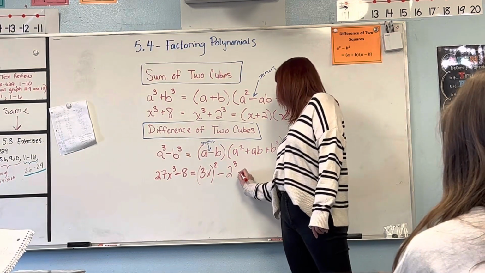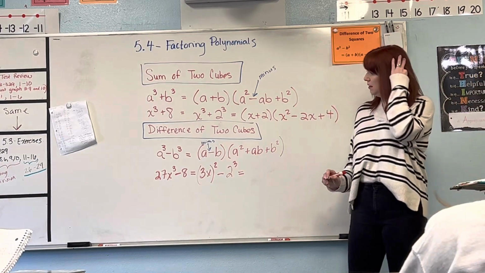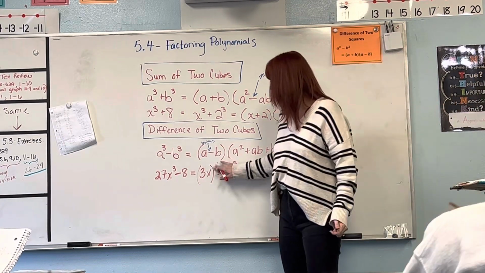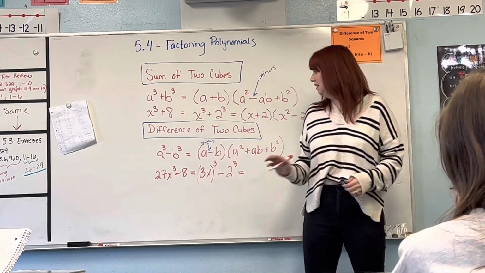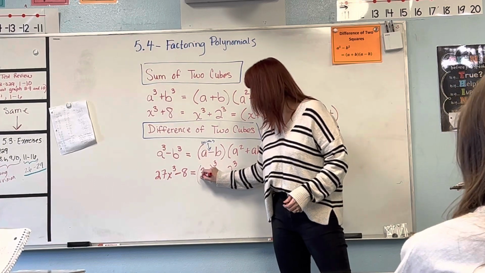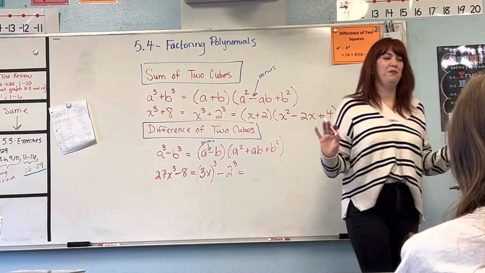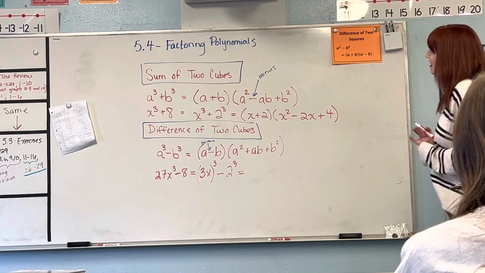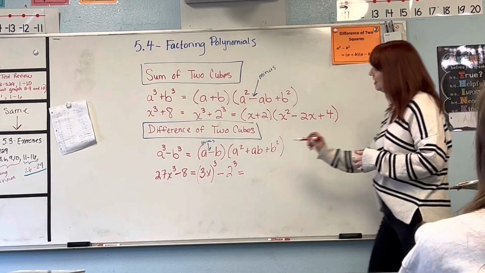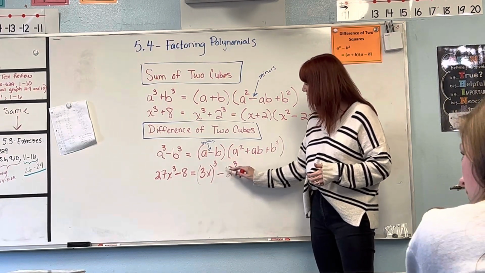Wait, why'd you put a 2 above? Oh, sorry, that should be a 3. Three times three equals nine. Always speak up, yes, thank you. So this is a cubed minus b cubed.